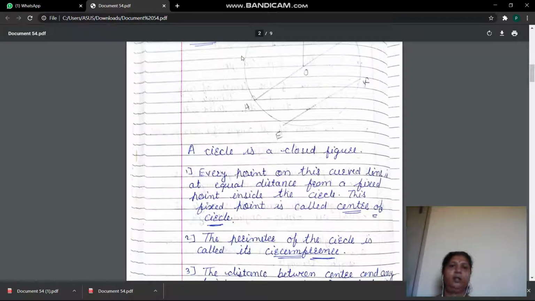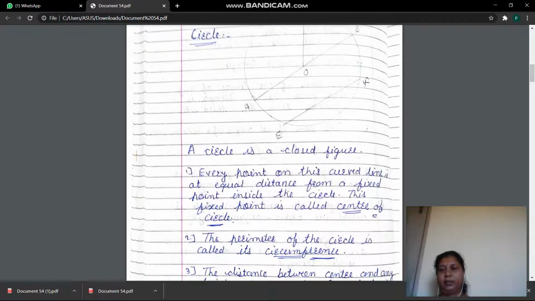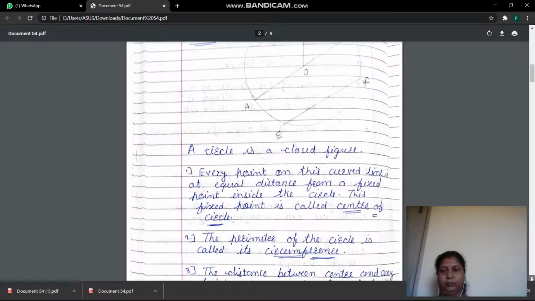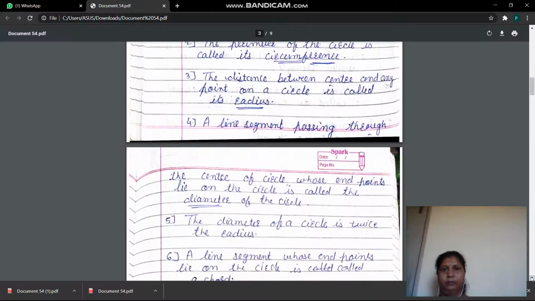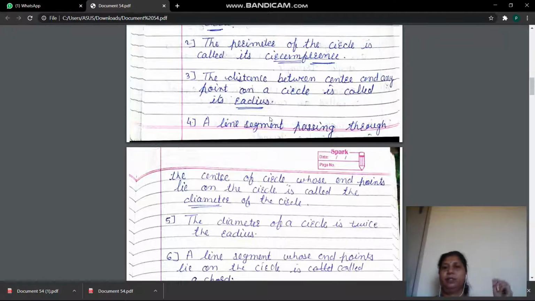Now the perimeter of the circle is called the circumference. The boundary of the circle is known as the complete distance of the boundary, that is the perimeter of a circle, which is called the circumference of a circle. Okay. Now next point, the distance between the center and any point on the circle is called its radius. Okay, the distance between any point on the circle and the center is called the radius.